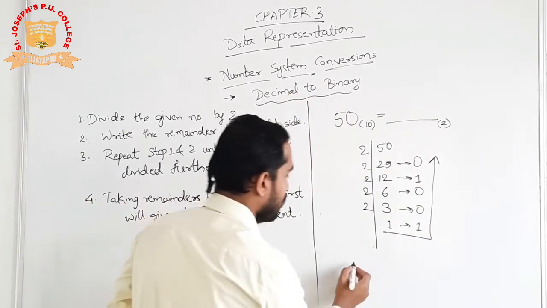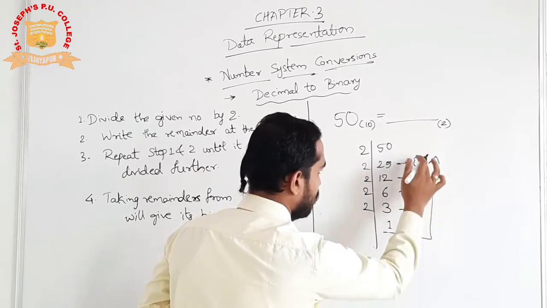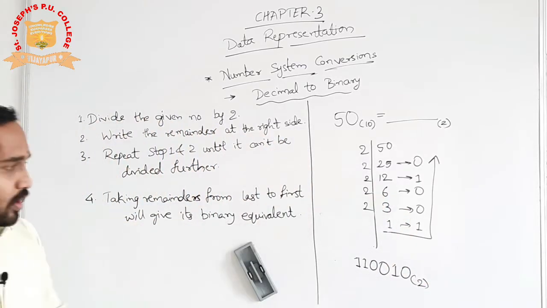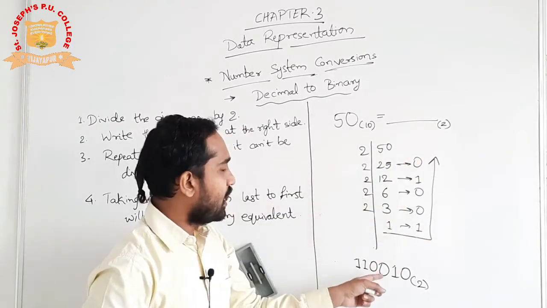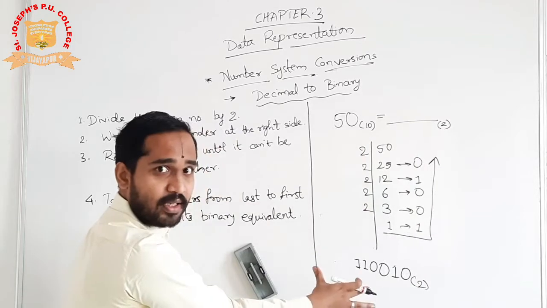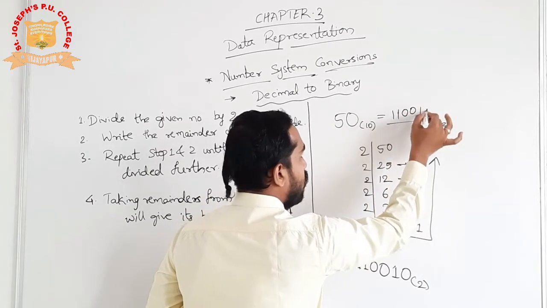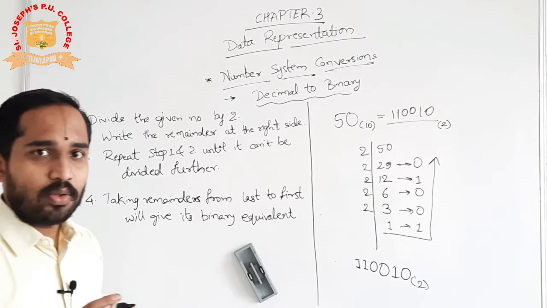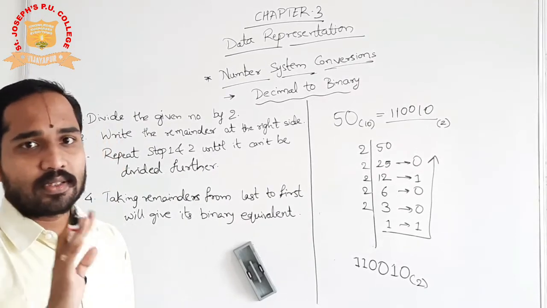Okay? That means what? 1, 1, 0, 0, 1, 0. This is the binary number. 1, 1, 0, 0, 1, 0 is the binary equivalent of 50. So when this type of problem is given, you have to solve it like this and write the binary equivalent here. 1, 1, 0, 0, 1, 0 is your answer. Am I clear here? Please pause the video. Do it yourself. Okay. Try it again. And if you get the correct answer, that means you have understood this.